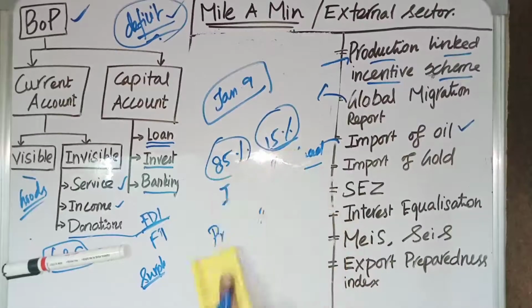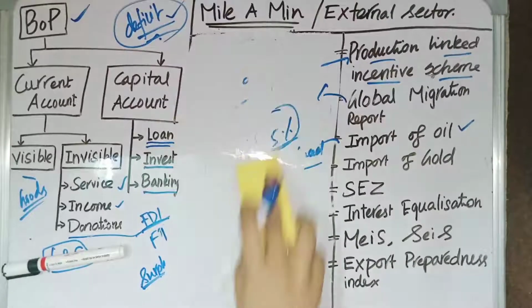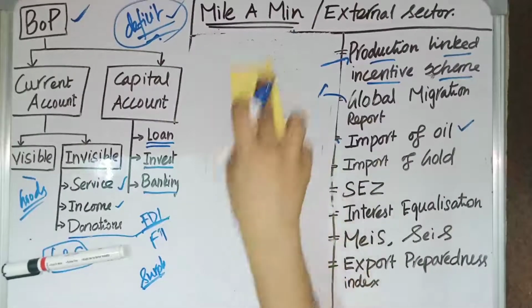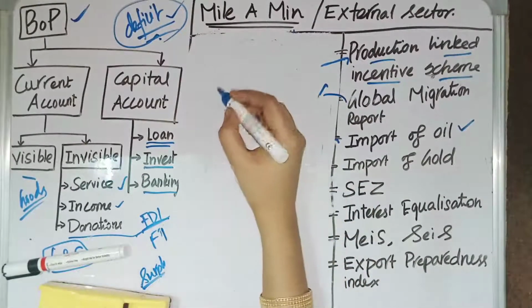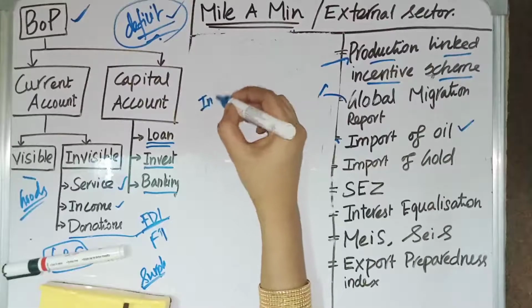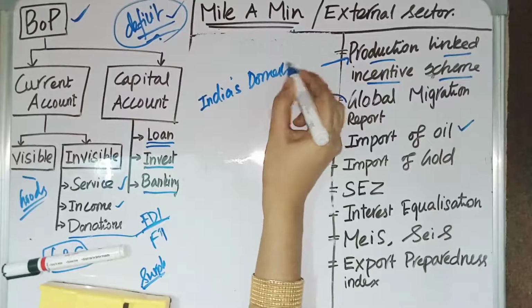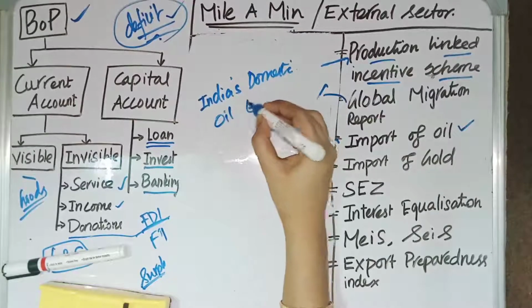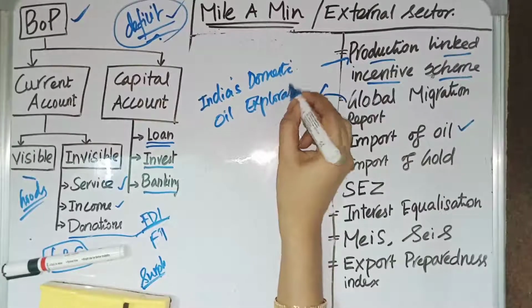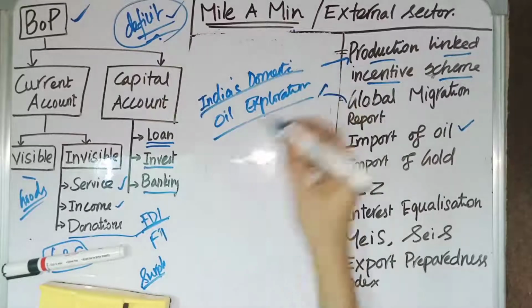So to increase the production of crude oil, the government has introduced some schemes. And let us see those schemes. First one is India's domestic oil exploration policy.